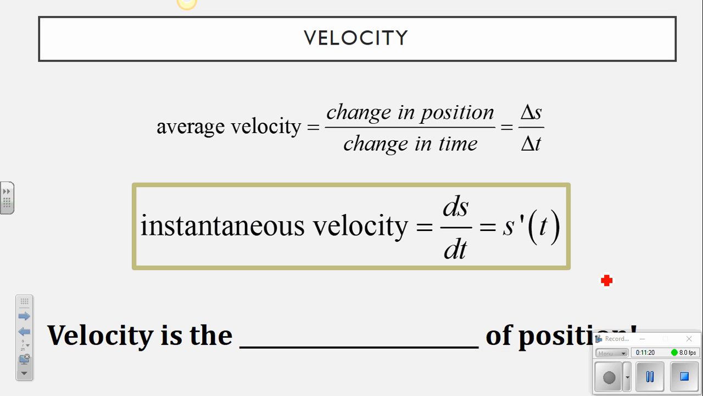So here, when you see that it says velocity is the blank of position, velocity is basically the derivative of position. You have a function that measures distance or position. You take its derivative. That new function that you come up with is the speed, the velocity. All right? And we're going to do some examples of that. That's good? All right, let's do some examples.